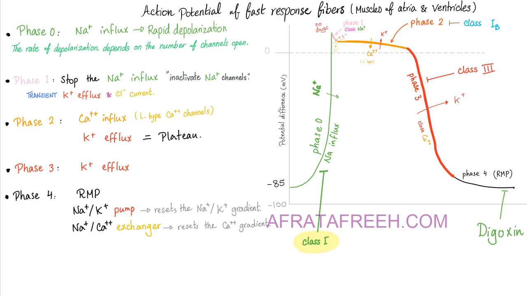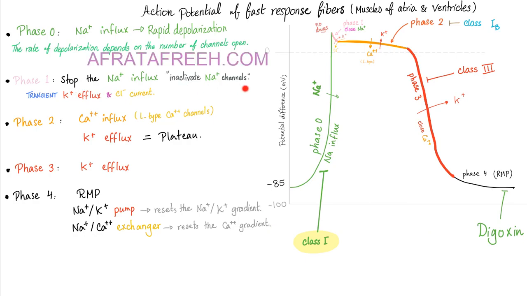Then, phase 1, we stop the sodium influx, i.e. we inactivate the sodium channels, and then we allow the potassium efflux and some chloride as well. Potassium is going out, chloride is coming in. This is a transient phase, very short. Phase 2: calcium influx balanced with potassium efflux. What type of calcium channel? The L-type calcium channels. Phase 3, potassium efflux. Phase 4, as you know, the pump.